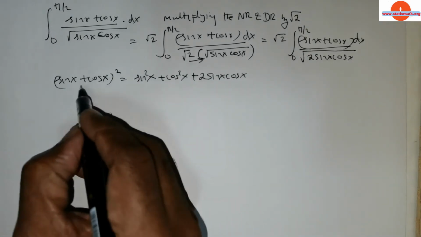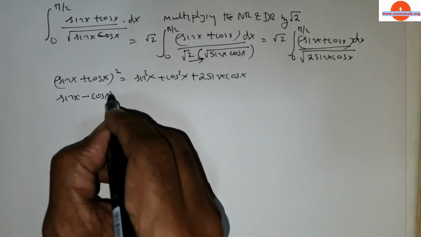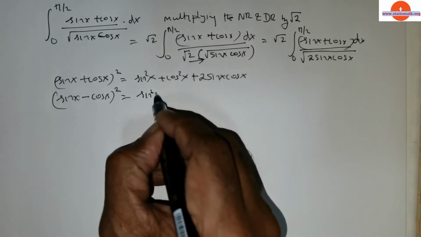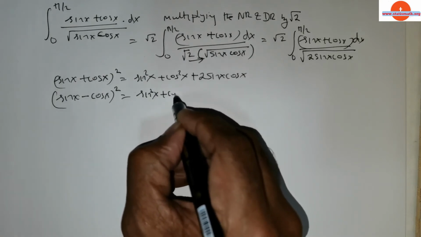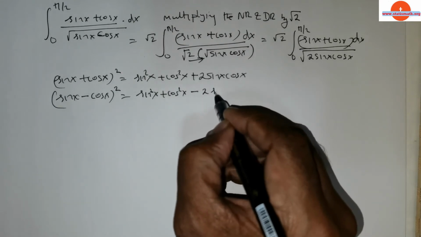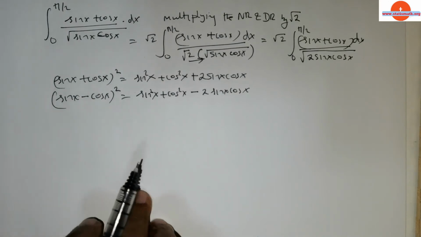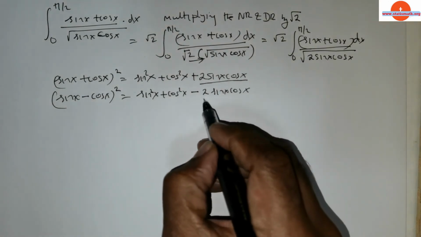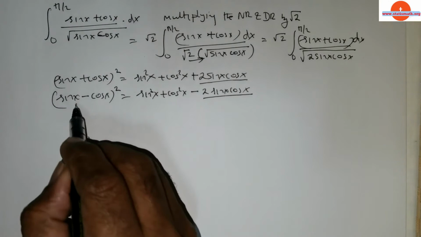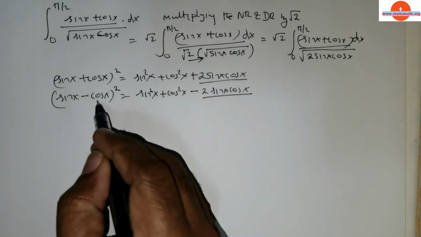Now, if I were to consider sine x minus cos x whole squared, I would get sine squared x plus cos squared x minus 2 times sine x cos x. I would get something like this. Now, in both these cases, I'm getting 2 times sine x cos x. The only difference is I have a negative sign here. Now, if I use this substitution, then what happens?